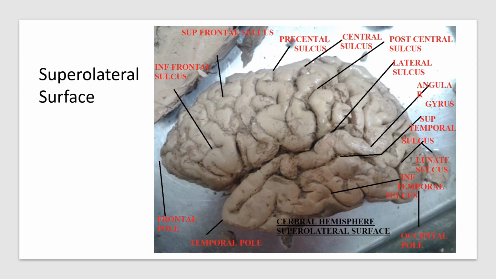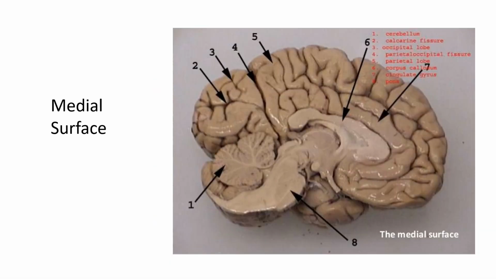Each cerebral hemisphere has three surfaces: supralateral, medial and inferior. This slide shows the supralateral surface. The supralateral surface is the most convex and the most extensive. The medial surface is shown in this picture. It is flat and vertical, and it presents a thick C-shaped curved surface of the corpus callosum. So this is the medial surface.